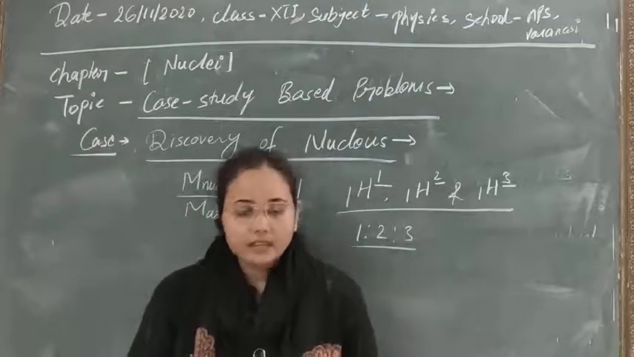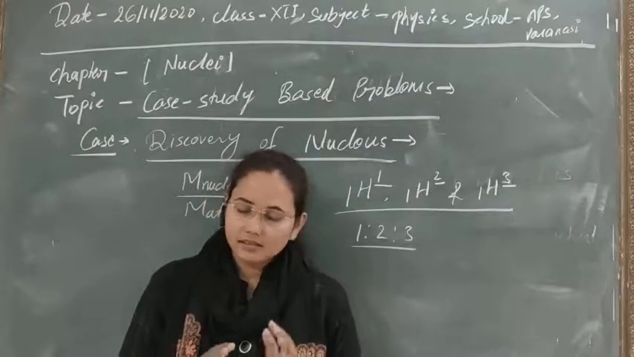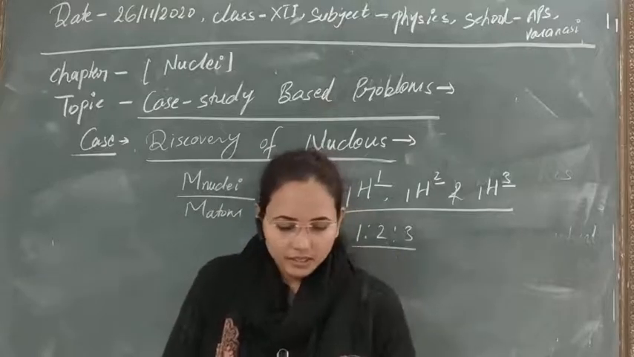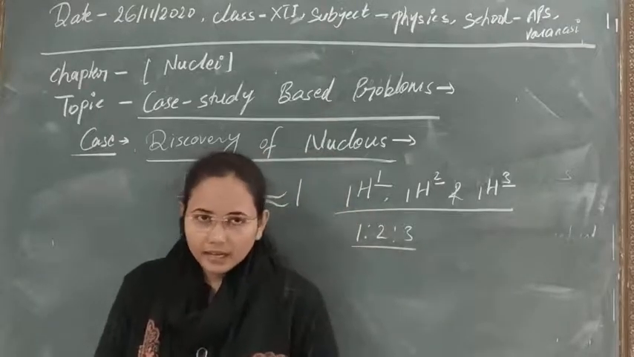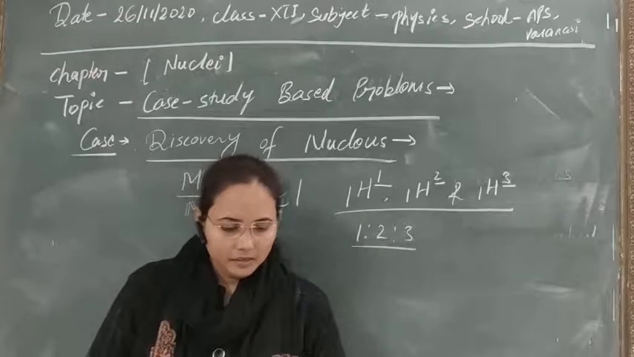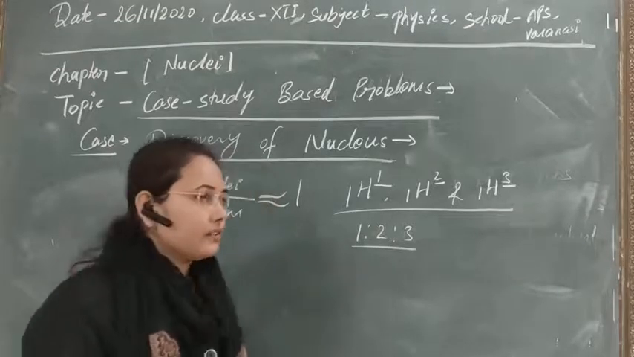The next question is: if r is the radius and A is the mass number, then log r versus log A. Just try to listen to the question.